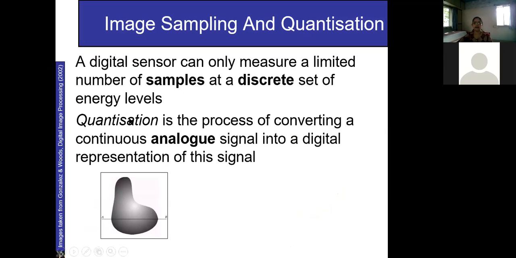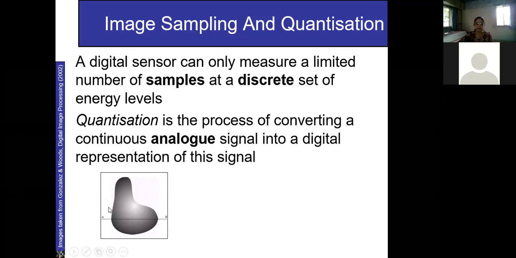Then there is another type of digitization or discretization, that is quantization. Quantization is a term all of you are familiar with. Quantization is the process of converting a continuous analog signal into a digital representation of this signal.